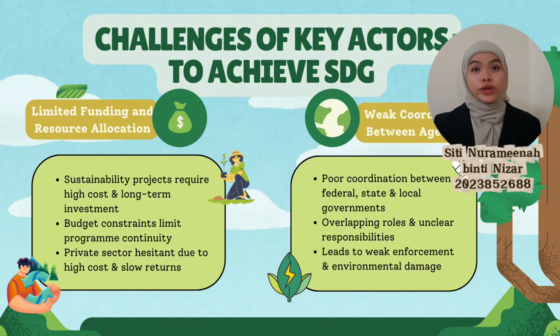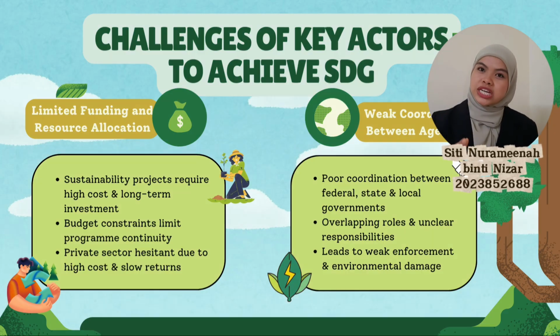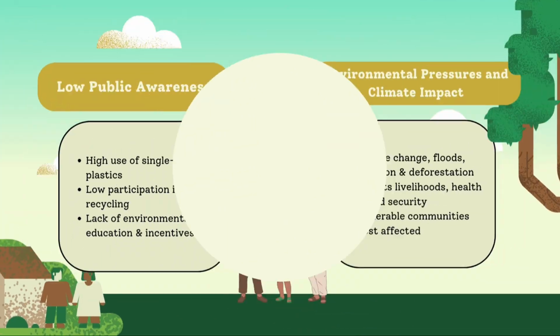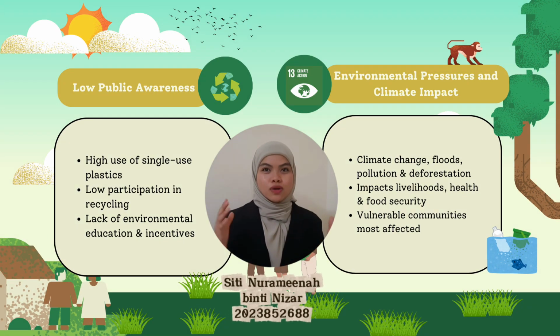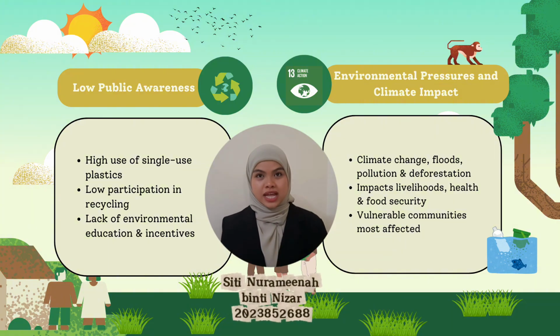The second challenge is weak coordination between government agencies. Federal, state and local authorities often have many different priorities and responsibilities. This lack of coordination can cause problems such as uncontrolled land development, pollution, and ecosystem damage. The next point is that low public awareness also affects sustainability efforts. Many people still rely on single-use plastic and do not actively participate in recycling programs. This is mainly due to limited environmental education and lack of clear information about the long-term effect of unsustainable behavior.